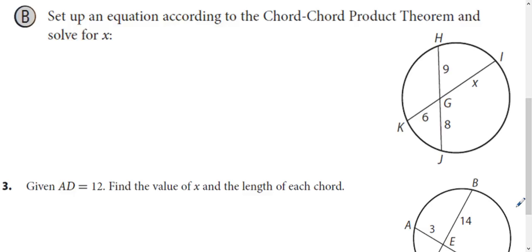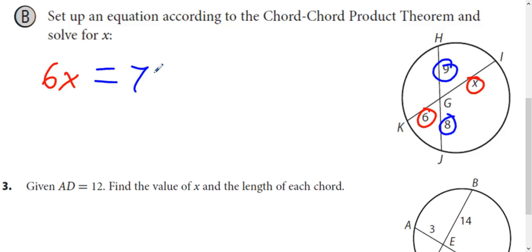Same thing going on with this circle. The two parts of one chord, x times 6, equals the two parts of the other chord, 9 times 8, which is 72. So x equals 12.